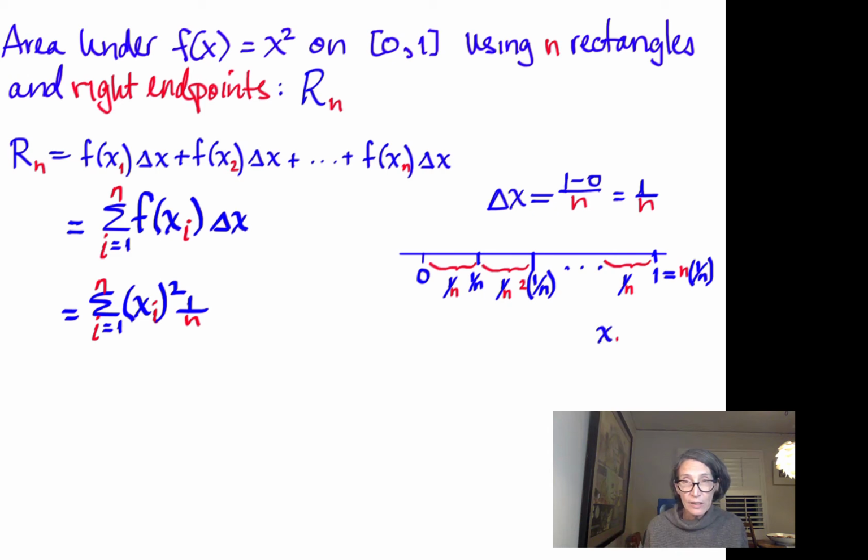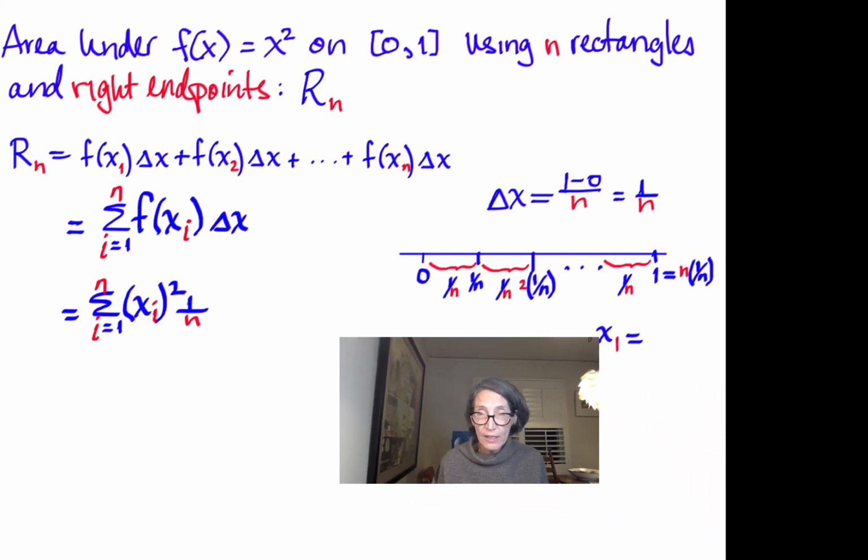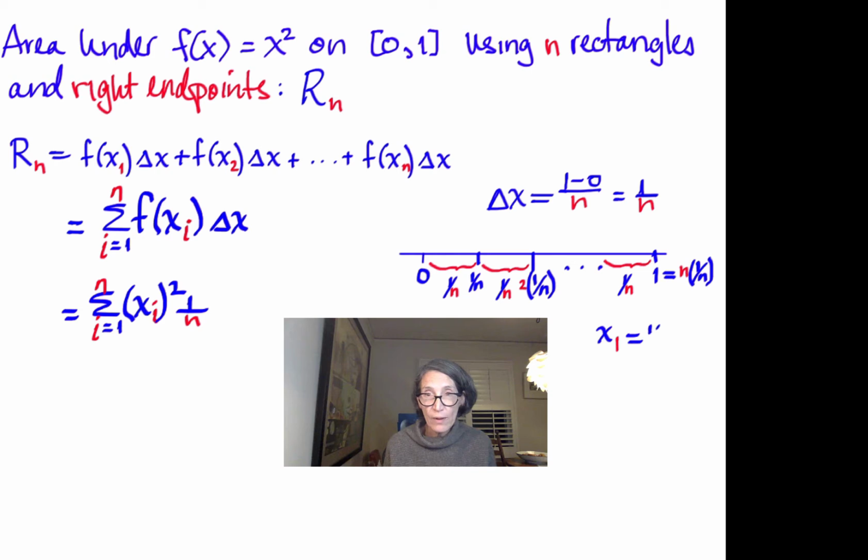So let's list these and see what the pattern looks like. So x1, the first right endpoint, we said was 1 over n. x2, the second right endpoint, we said was 2 times 1 over n. The third one was 3 times 1 over n.